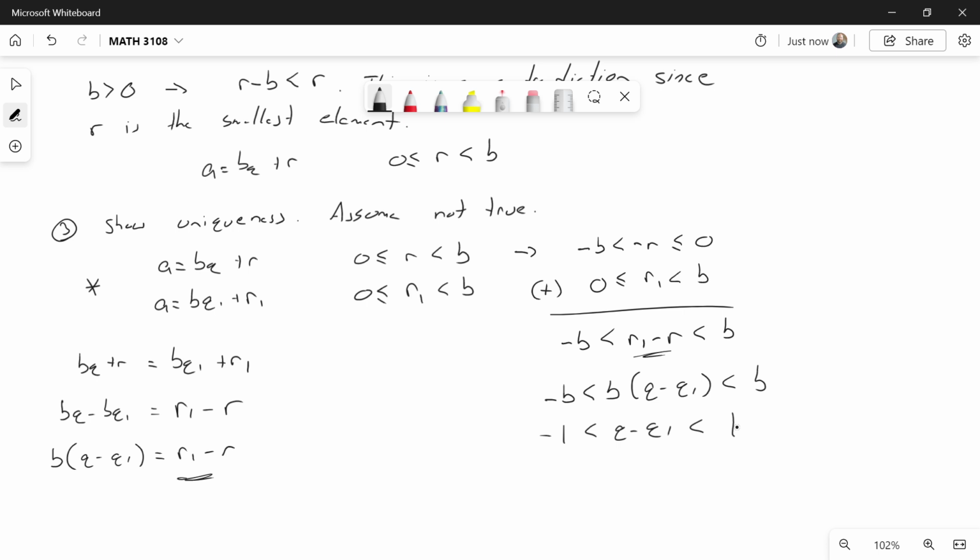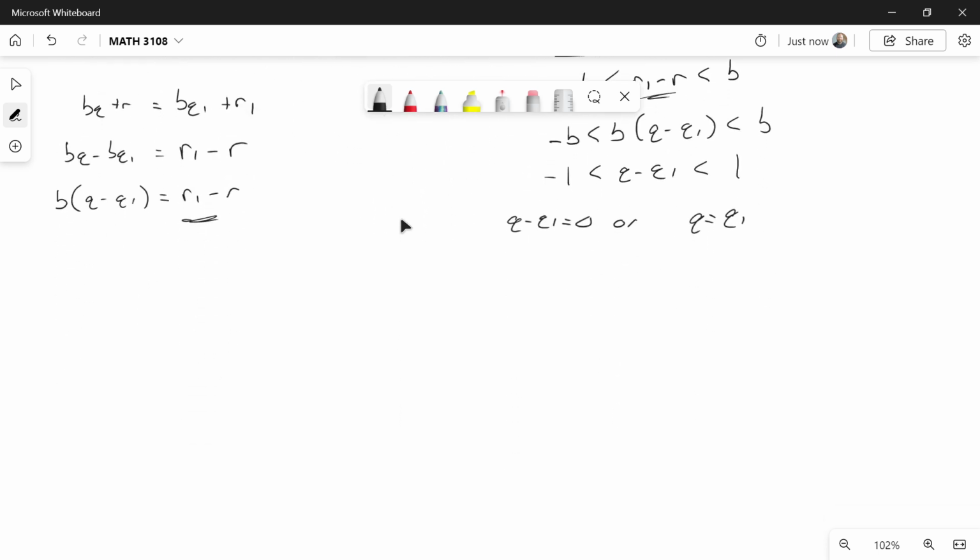Now q and q1 are both integers, so if I subtract two integers, it's still going to be an integer. So this is telling me that q minus q1 has to be an integer in between -1 and 1, but can't be -1 or 1. Well, there's only one integer that's in there, and that's 0. So this tells us that q minus q1 is equal to 0, or that q is equal to q1. All right, so we've shown at this point that the q's are the same.